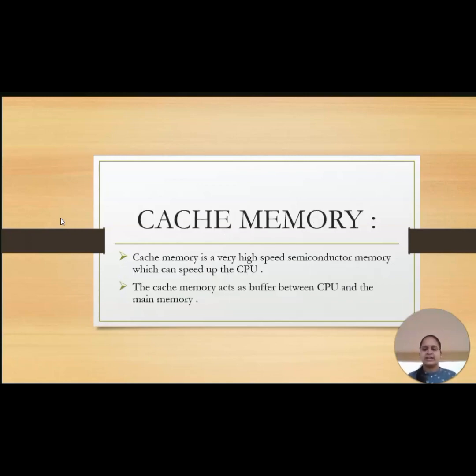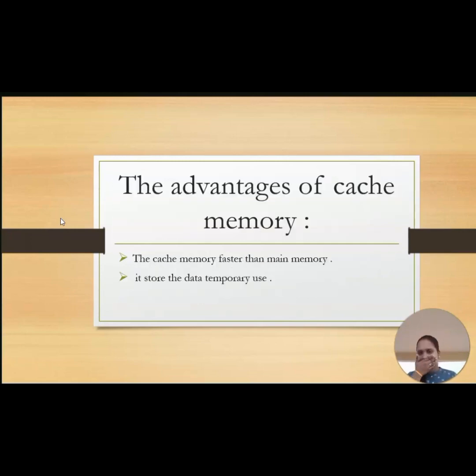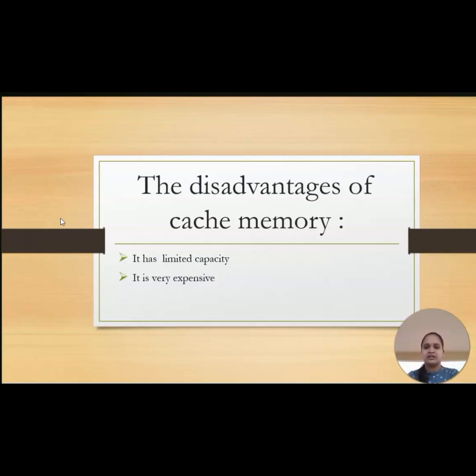What is cache memory? The cache memory is a higher speed semiconductor memory which speeds up the CPU. The cache memory acts as a buffer between the CPU and main memory. The advantages of cache memory: it is faster than the main memory, and it is used to store data temporarily. The disadvantages of the cache memory: limited capacity and very expensive.